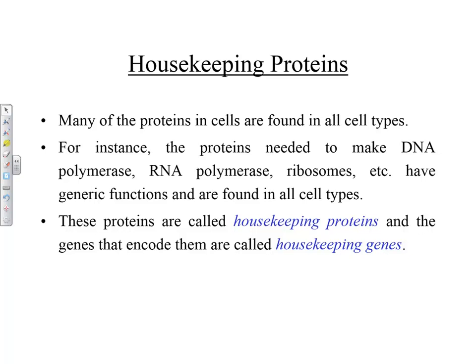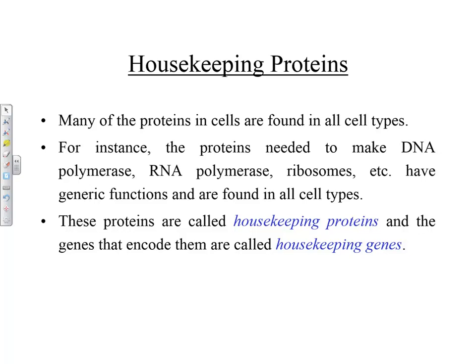Now, many of the proteins that are found in cells are found in all cell types. For example, the proteins that are needed to make DNA polymerase, RNA polymerase, ribosomes, etc. Every cell needs to make its own DNA polymerase for DNA replication, RNA polymerase for transcription, ribosomes for translation. So every cell is going to have these genes active. These generic proteins needed for all cellular activities are called housekeeping proteins, and the genes that encode them are called housekeeping genes.